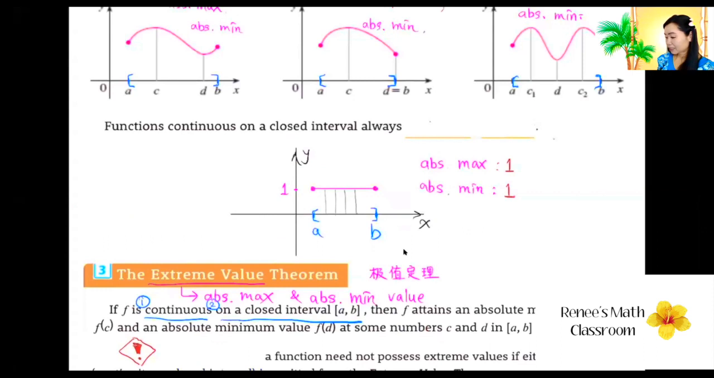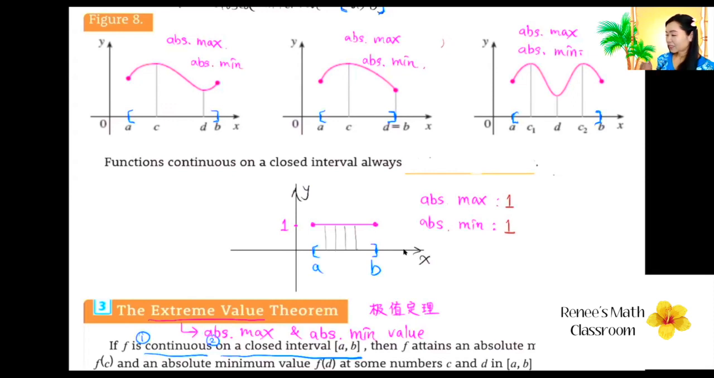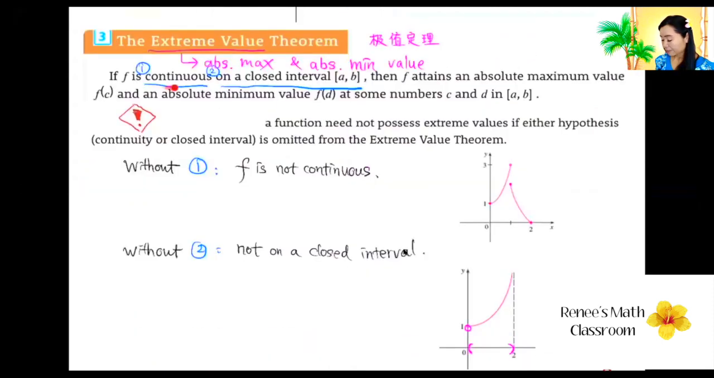As you can see from this picture, you can try to picture them. Somewhere, it's guaranteed that it's going to attain the absolute max and absolute min. It's kind of like an Easter egg hunt. I say, I'm going to hide the egg somewhere inside the room. I guarantee that you're going to find it somewhere. You just need to find the location. But it's guaranteed they're going to be there.